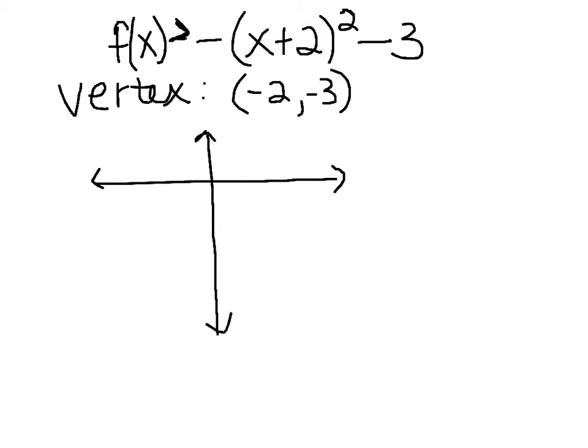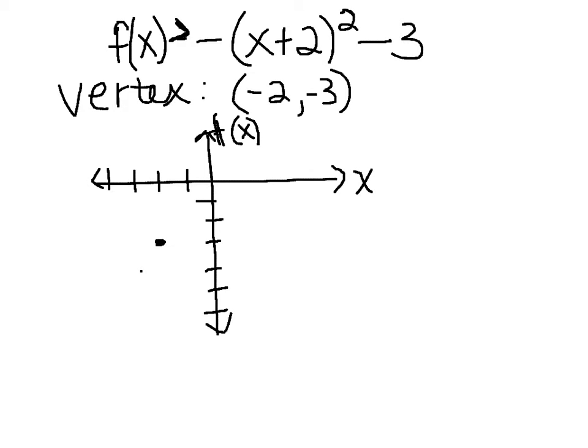So if I start with a grid, my vertex is going to be on this for sure. So I'm going to go down to -2, -3. And then I also know a couple other things. I'm going to change color here.